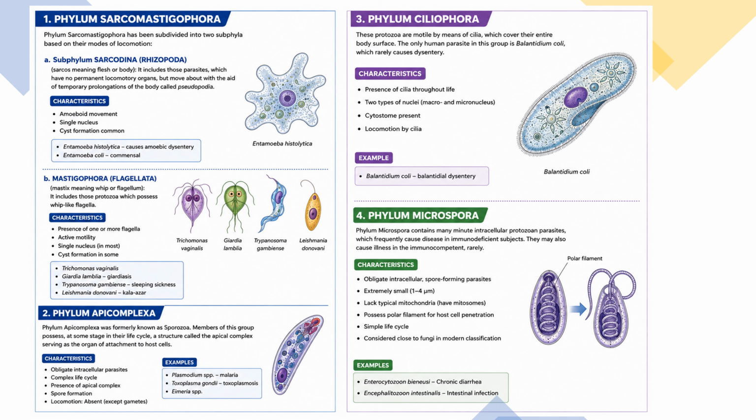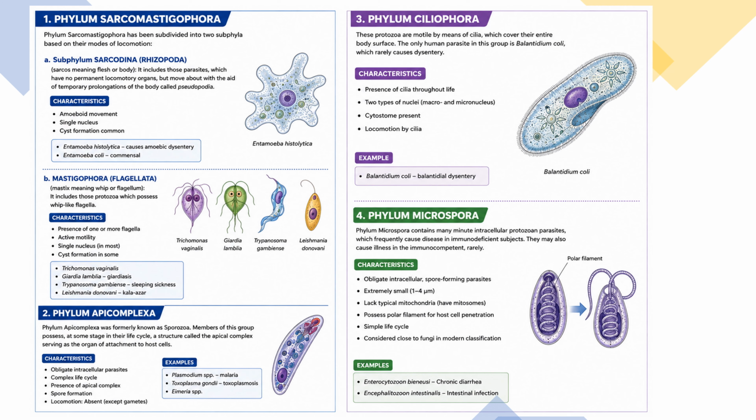First is phylum Sarcomastigophora. The phylum Sarcomastigophora is divided into two subphyla based on their mode of locomotion. Here, sarco means the flesh or pseudopodia, and mastigo means the whip or flagella, and phora means the bearer. That means Sarcomastigophora includes the protozoa which have pseudopodia or flagella as their locomotory organ.